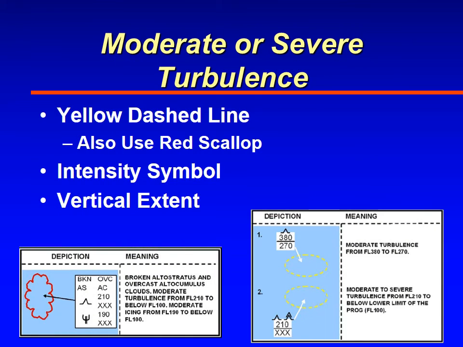They use a yellow dash line to indicate turbulence. Sometimes they might even put it in the red scallop if it is also the same as the icing. But they'll give you the intensity of the turbulence and then also the vertical extent, similar to the low-level SIG weather prog. Remember that this chart, the mid-level chart, goes down to 10,000 feet.